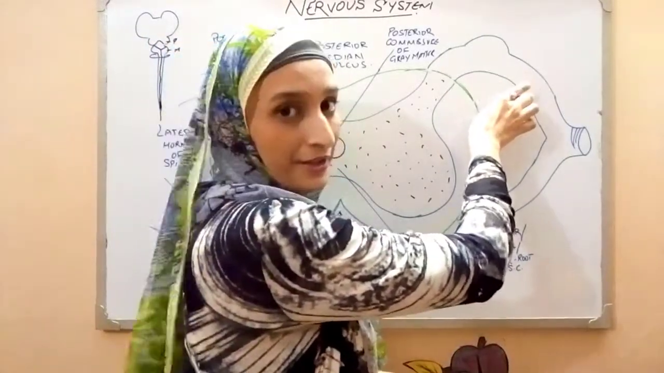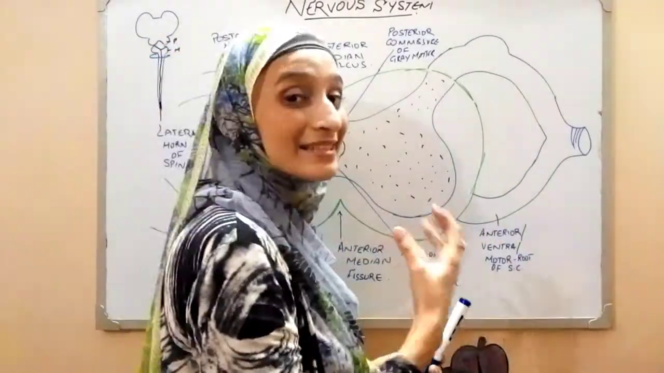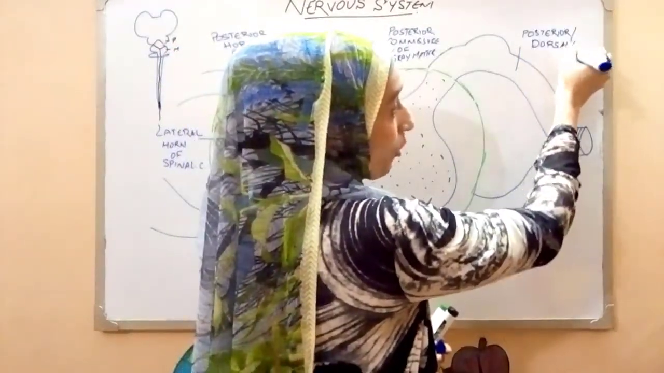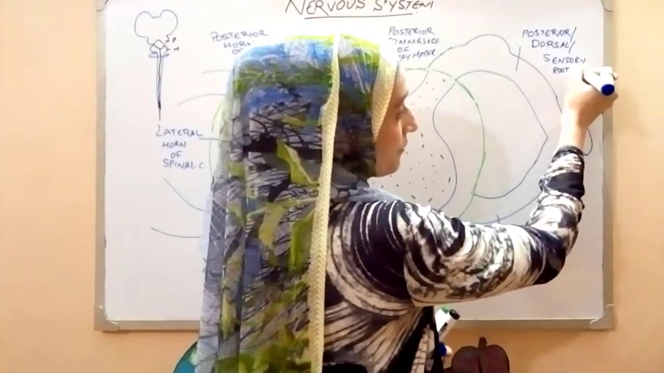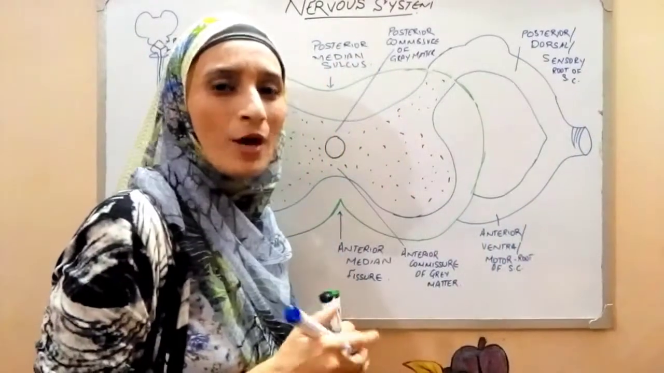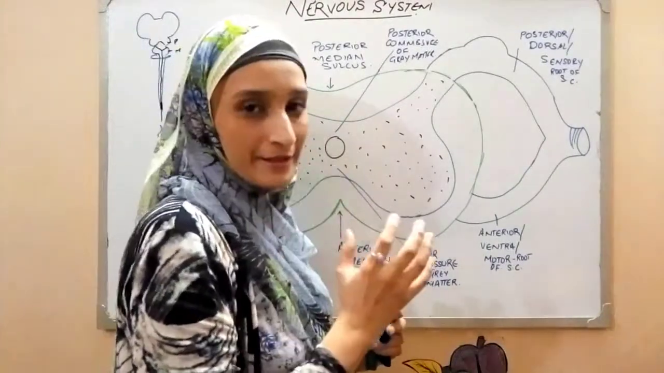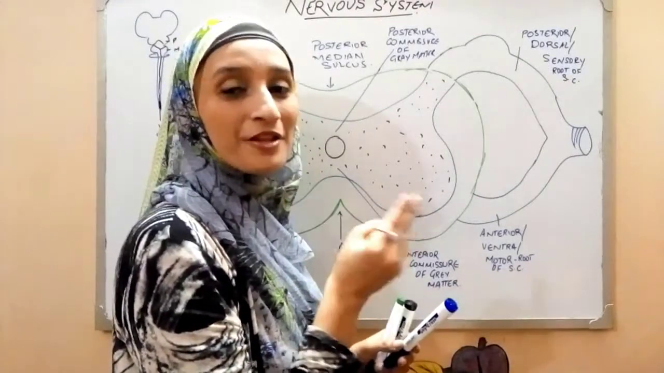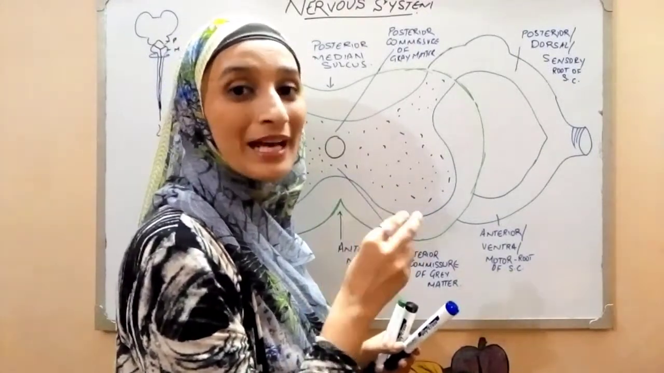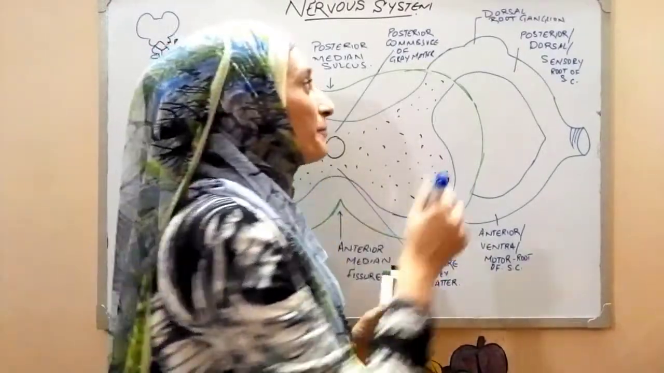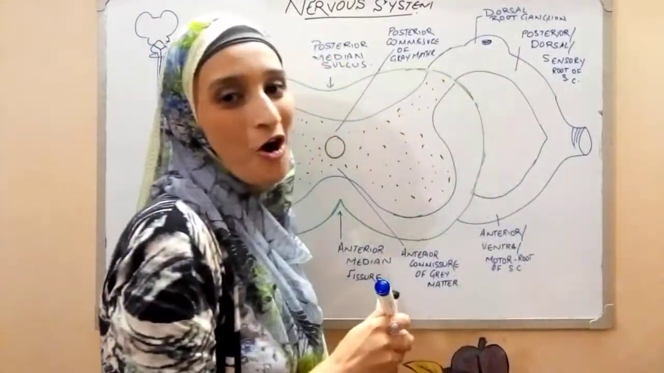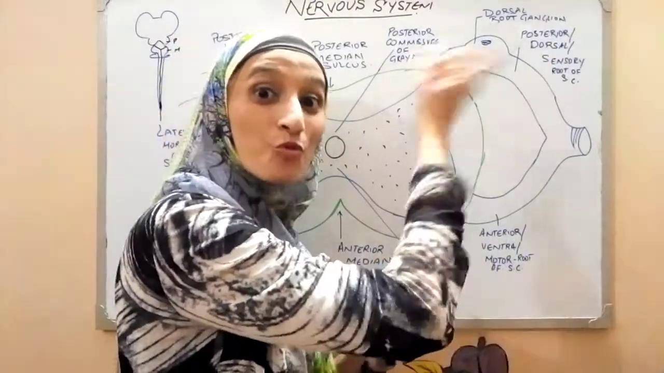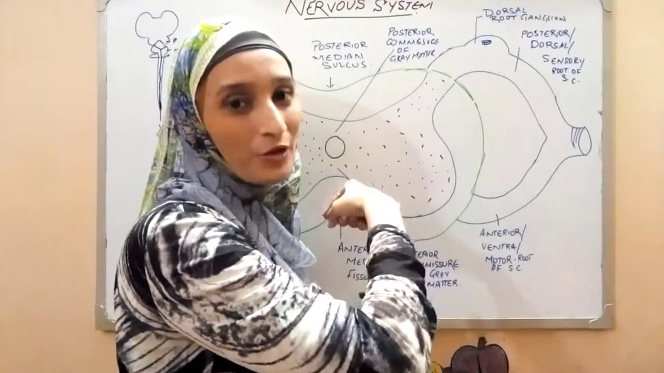Now the posterior root is carrying the sensory information, so it is termed as the posterior, dorsal or sensory root of the spinal cord. A very big difference between the sensory and the motor root is the presence of the posterior root or dorsal root ganglion. This dorsal root ganglion holds the nerve cell bodies of the nerves which are coming from the receptors towards the central nervous system, towards the spinal cord.